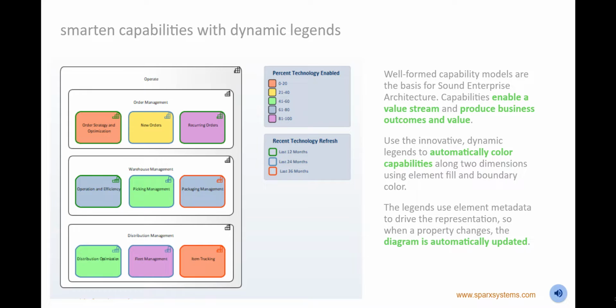Make capabilities smart, by showing information about the capabilities in 2 dimensions using dynamic legends that automatically color the diagram. Bring your capabilities to life using built-in or user-defined properties such as priority, business criticality, and technology enablement. Watch as the tool dynamically updates diagrams in response to changes in element properties. Define your own legends and colors, set alternate legend display names, and reuse legends by dragging them from the browser onto any diagram canvas.